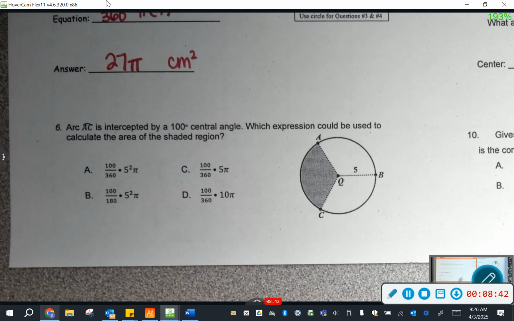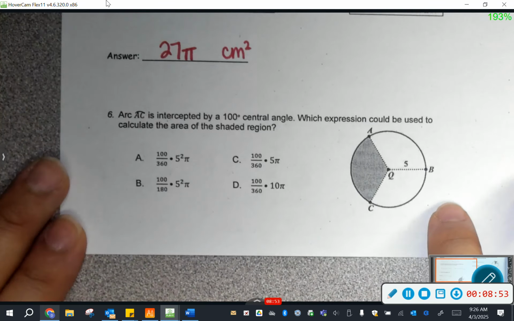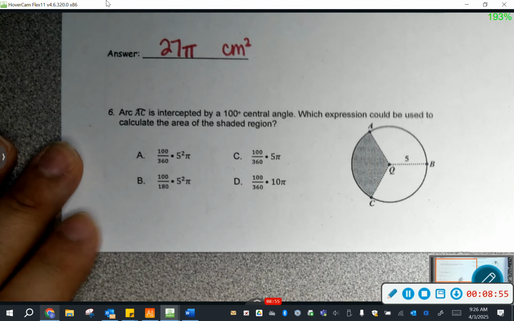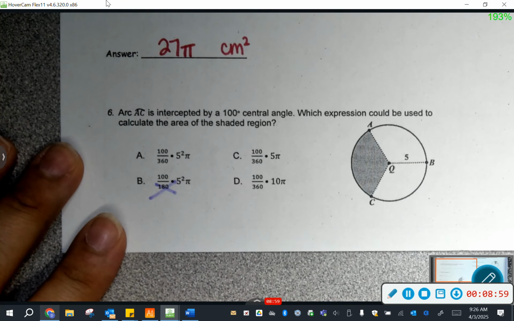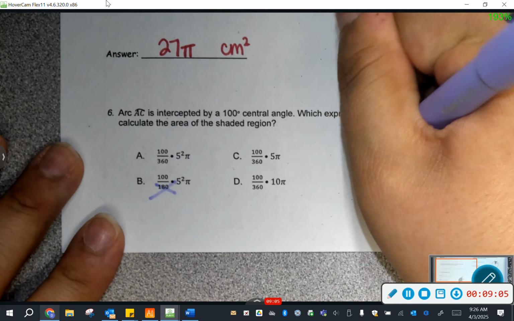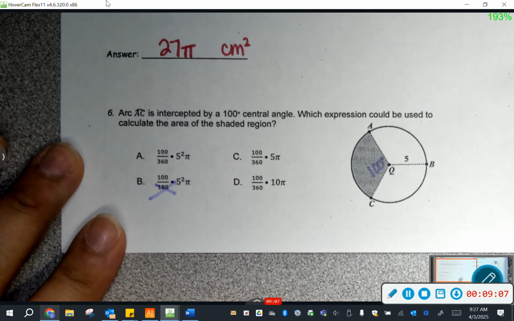What could you eliminate right off the bat? Which one? Just looking at them real quick. What can we eliminate right off the bat? Why B? It is 180. Are we dealing with 180 at all? No. Now, that's even before I read the question. It does tell me that the central angle is 100. So it should be 100 over 360, but that doesn't help me eliminate anything.